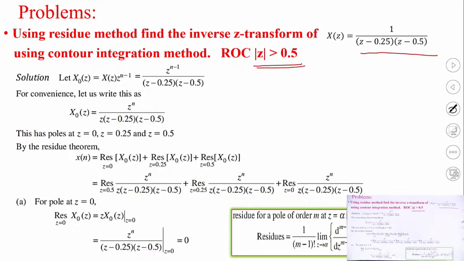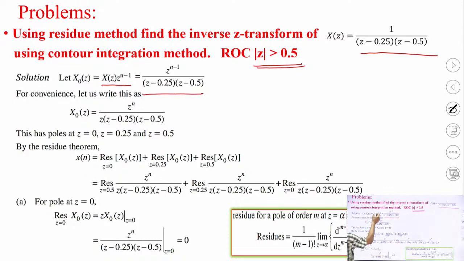The important thing here is that the ROC is |z| greater than 0.5 and our poles are at 0.25 and 0.5, so both these poles will be covered by the closed contour. First of all, we will multiply X(z) by z to the power n minus 1, which is the analytic one. So we will get this term.